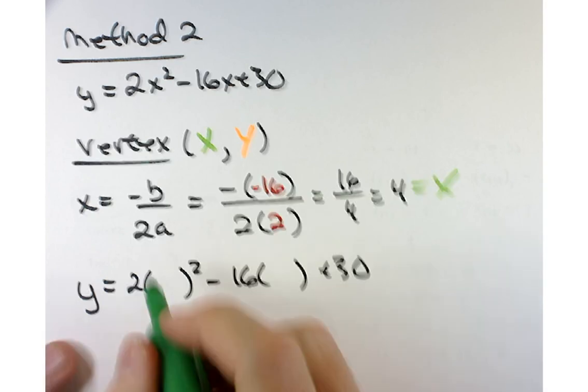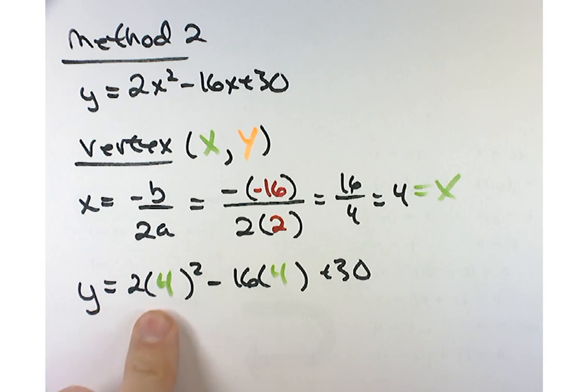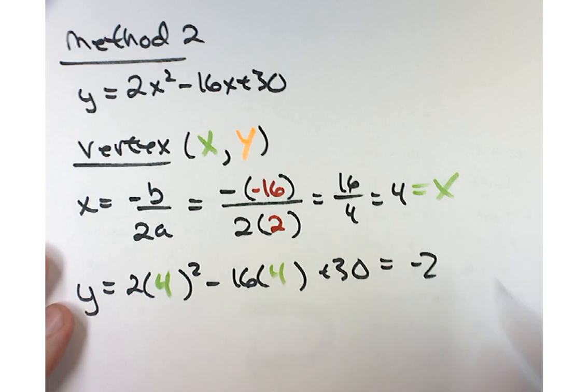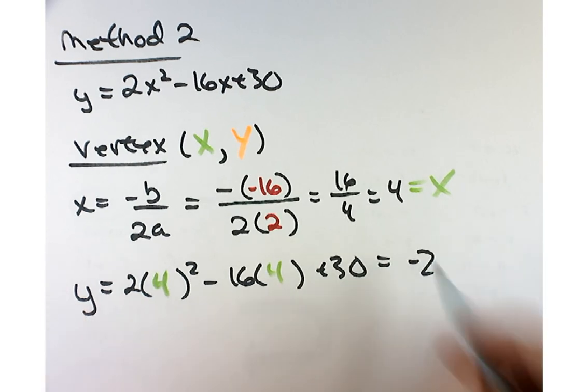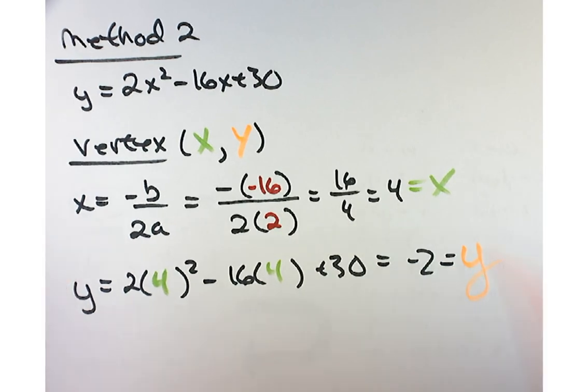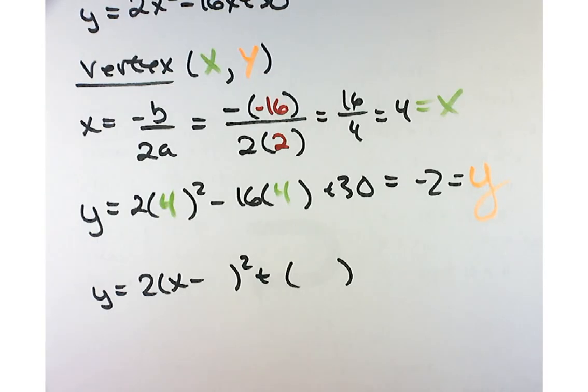So if I plug in that 4, that's going to be 32 minus 64 is negative 32. Negative 32 plus 30 is negative 2. And that's the y-coordinate of my vertex. Great. So once you have those two, then once again, you can put it in the form of y equals 2 times x minus 4 squared plus negative 2.